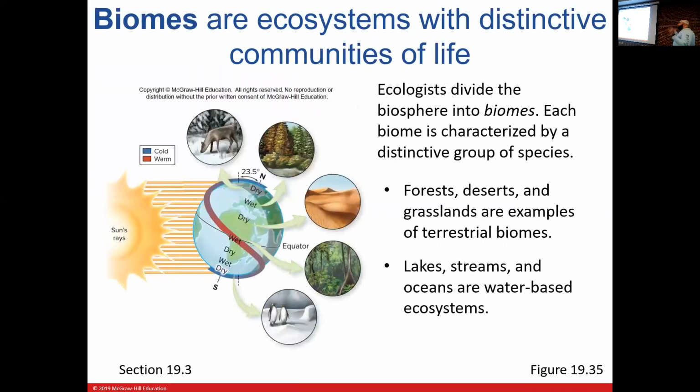Now, as a result of all these climatic variations, it creates these things called biomes, which are ecosystems with a very distinct community of life. The ecologists have divided this biosphere into biomes, and each biome is characterized by a distinctive group of species. For instance, forest, desert, and grassland are all examples of terrestrial biomes, whereas you have lakes, streams, and oceans that are all based on water, where each one has very different characteristics, whether it be flow rates, whether it be depth, all that kind of fun stuff can dramatically impact how an environment's going to be shaped.